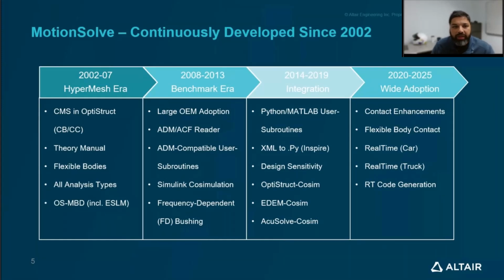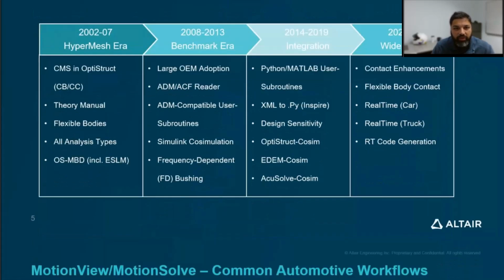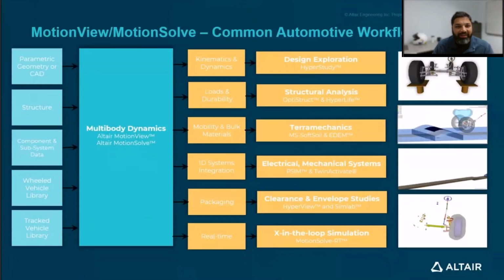So 2020 to 2025 is when MotionSolve has seen widespread adoption, and that is where we've been able to drive lots of enhancements in the contact algorithms and develop advanced functionalities such as flexible body contact. And then later, real-time. Real-time simulation is now a reality in MotionSolve for both car and small truck based models. And in the latest release, we also have real-time code generation as well. So that's a little bit of history. Now on to a little more relevant topic here.